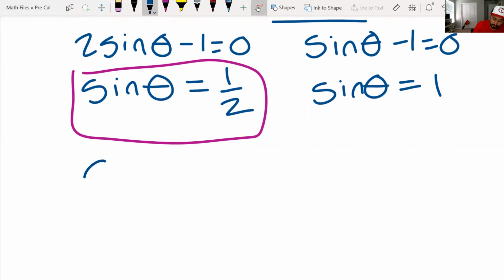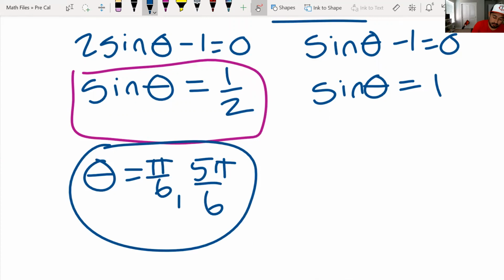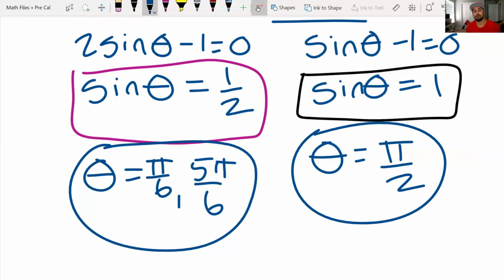We say, what values of theta on the unit circle make sine equal to a positive 1/2? And that's going to be pi over 6 and 5 pi over 6. So there are 2 answers. Then let's look at this one. What radian values on the unit circle make sine a positive 1? And that answer is going to be pi over 2. There you go. That's it.